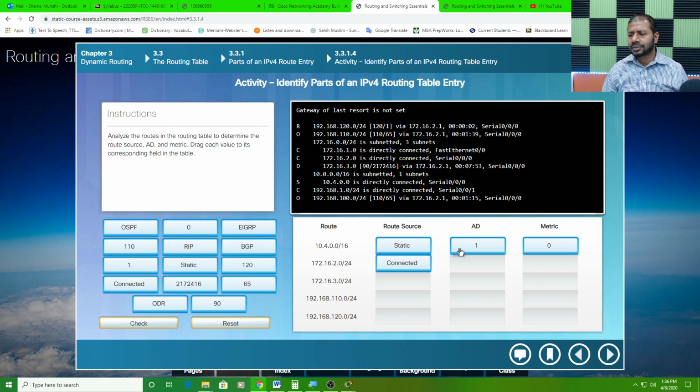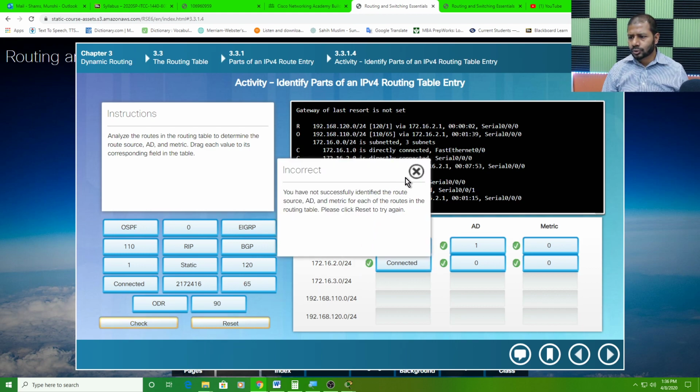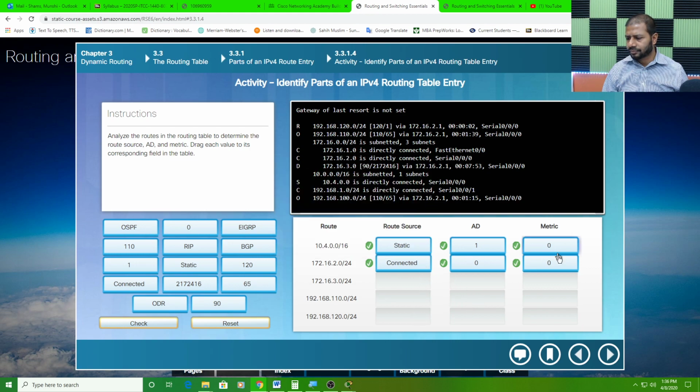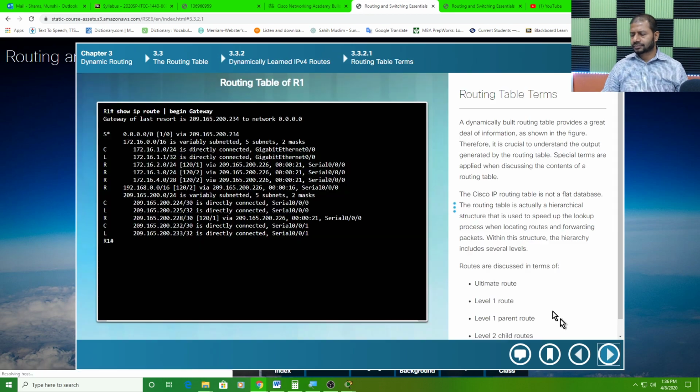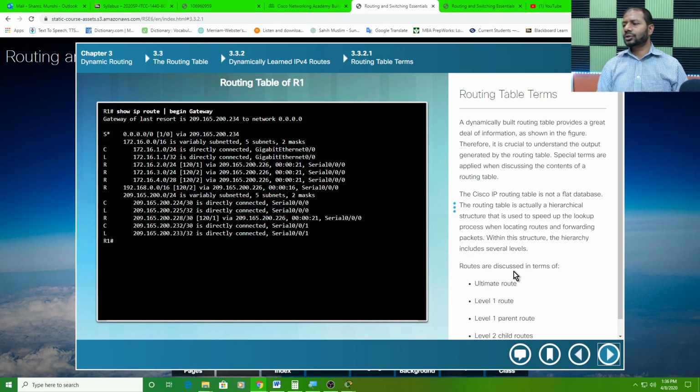What is its administrative distance? 0. Directly connected is the most reliable. What is its metric? 0. Okay, and so on. So for these two, I can go and check. Yes, it shows incorrect because I didn't do the other ones, but what I did is all correct. Okay, next. Routing table terms.